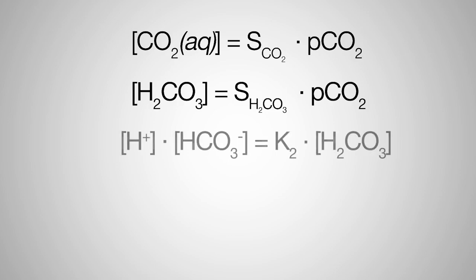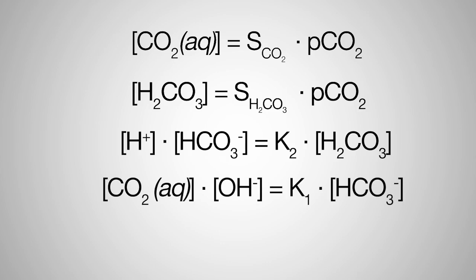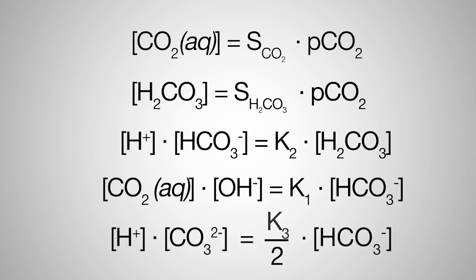Then, hydrogen ion times bicarbonate ion in dynamic equilibrium with carbonic acid, and dissolved carbon dioxide times hydroxyl ion concentration in equilibrium with bicarbonate ion. Finally, we have hydrogen ion concentration times carbonate ion concentration in equilibrium with bicarbonate ion.